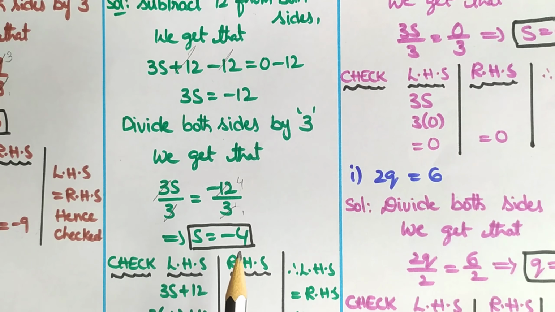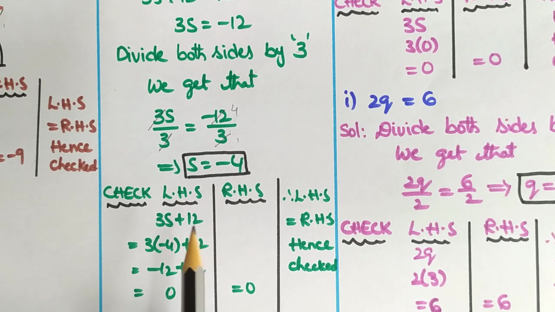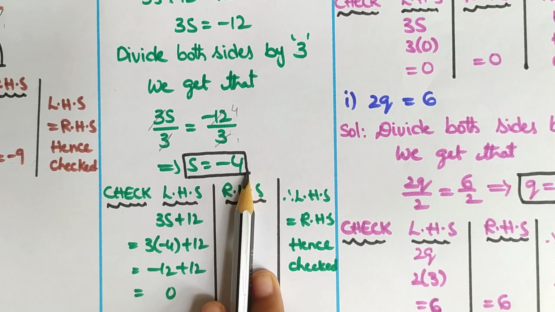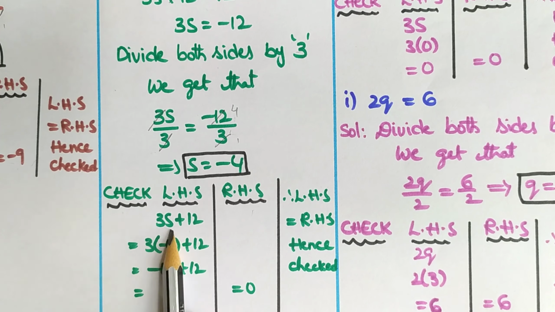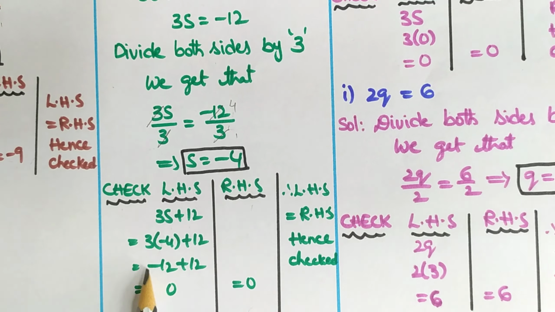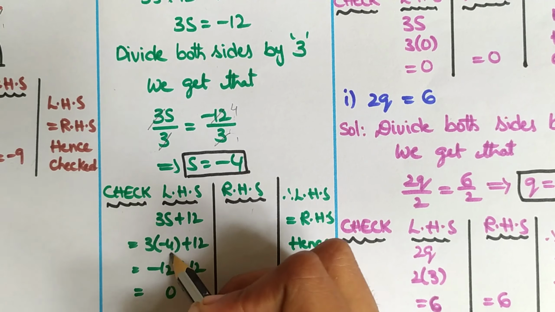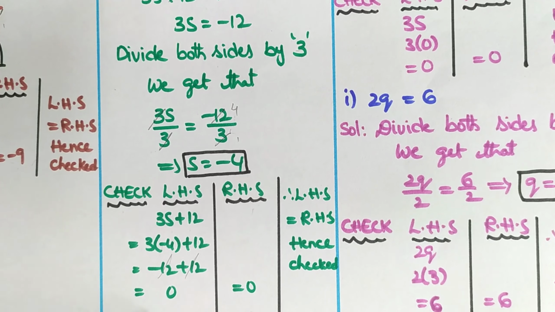Now let us check whether s equal to minus 4 is right or not. Checking. LHS is 3s plus 12, RHS is 0. Now LHS is 3s plus 12 where s is equal to minus 4. So 3 into minus 4 plus 12 is equal to, plus into minus is minus, 3 into 4 is 12, so minus 12 plus 12. Minus 12 plus 12 get cancelled, and the answer is 0.